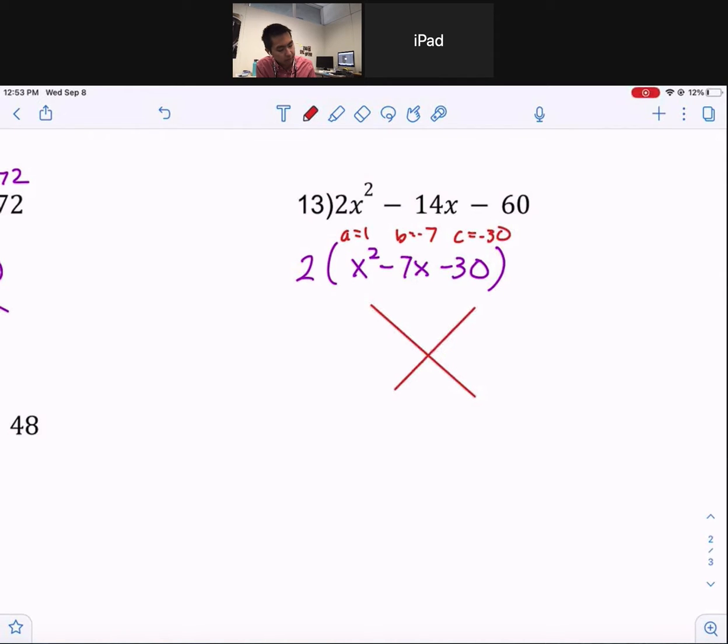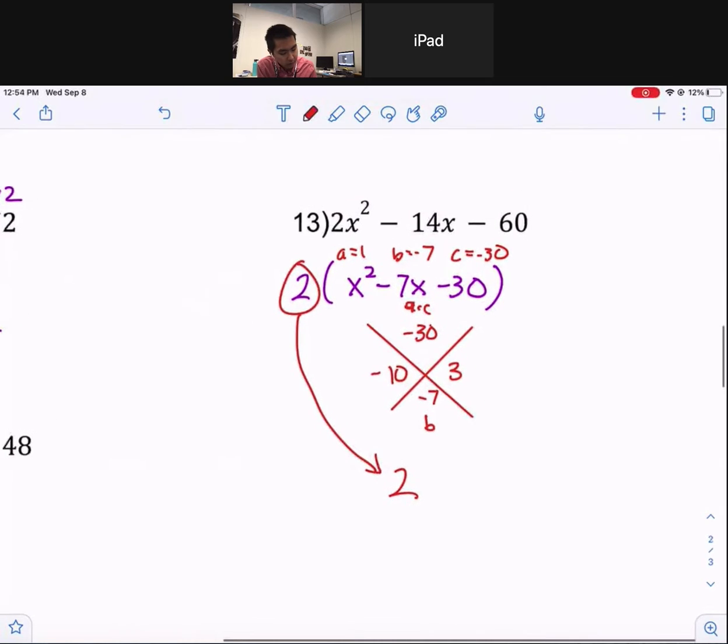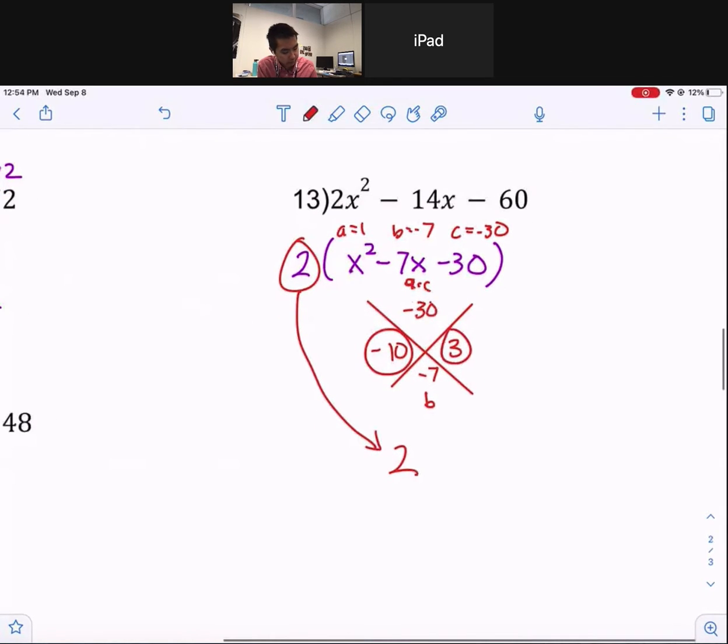X method. I'm going to drag this down so that I don't forget to write this. So negative 30, A times C, right? B value, which is negative 7. Two numbers that multiply to the top, but when added give you the bottom. That's negative 10 and positive 3. And look, A is equal to 1, right? So since A is equal to 1, we just have to use these as part of our factors. 2 times x minus 10, x plus 3.